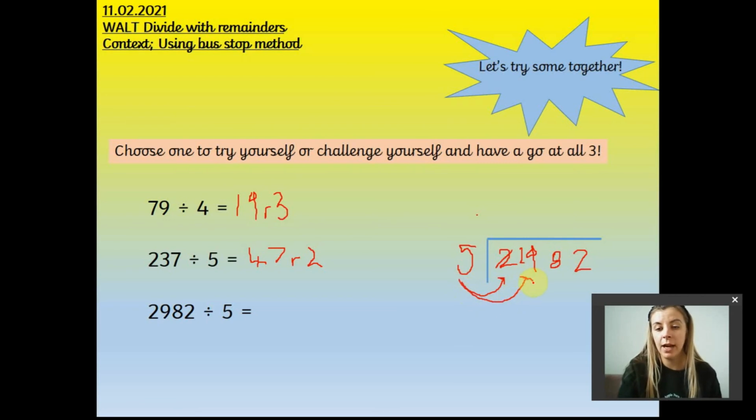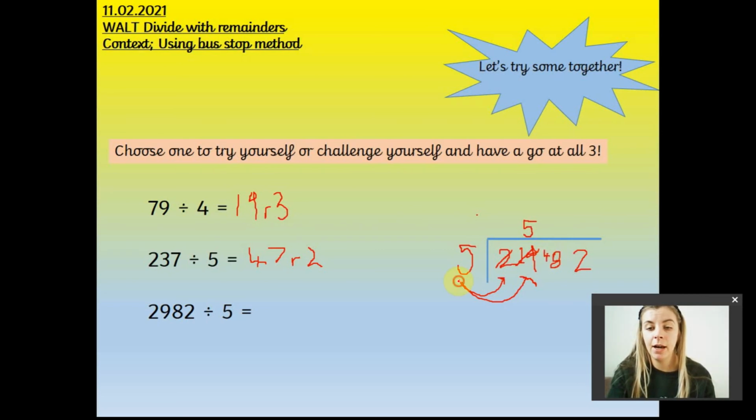Right, so let's see how many 5s go into 29. I knew that 29 isn't a multiple of 5, but let's see how close we can get. 5, 10, 15, 20, 25. Oh, 30 is too far, so we can get 5 5s into 29. However, we've obviously got a remainder of 26, 27, 28, 29. We've always got a remainder of 4. Hopefully you're able to do this in your head without counting on.